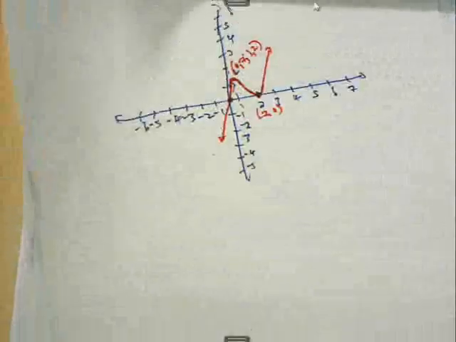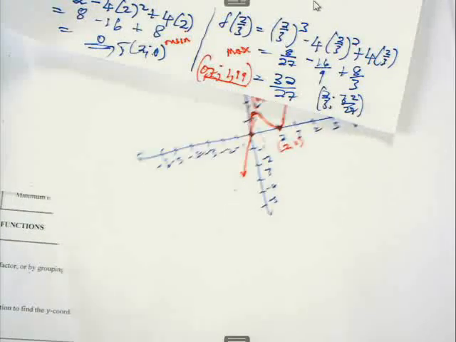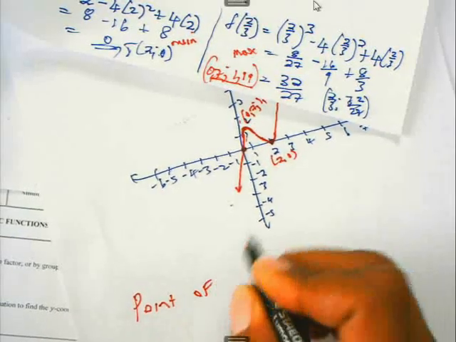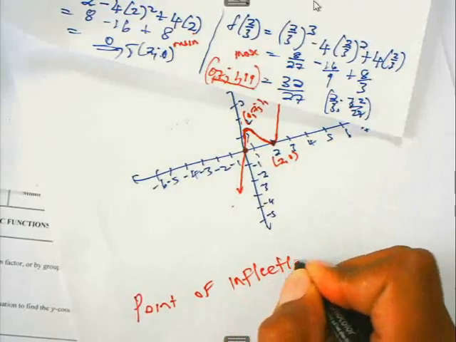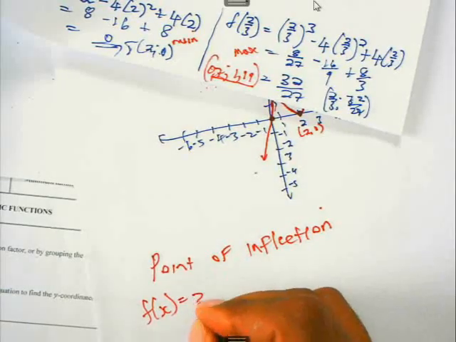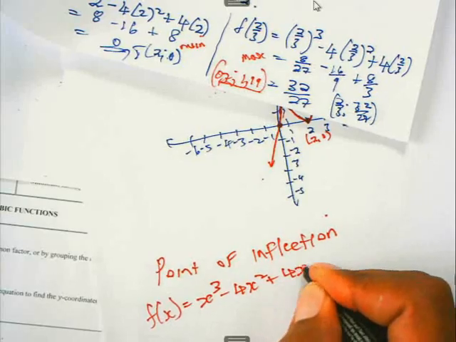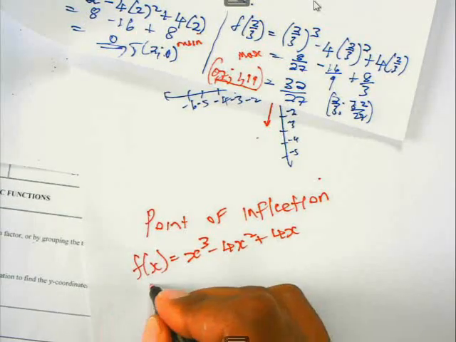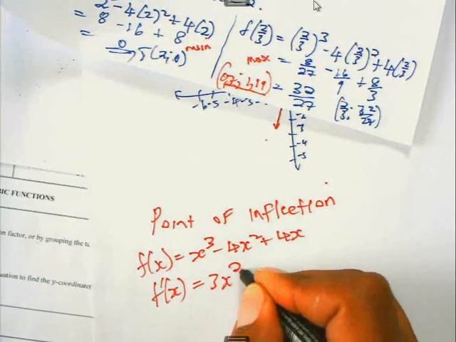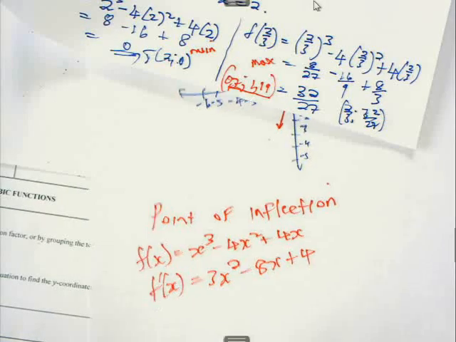Now, let us find the point of inflection of the function that we have here. Remember the function is f of x equals x to the exponent of 3 minus 4x squared plus 4x. And the derivative f prime of x is equal to 3x squared minus 8x plus 4.